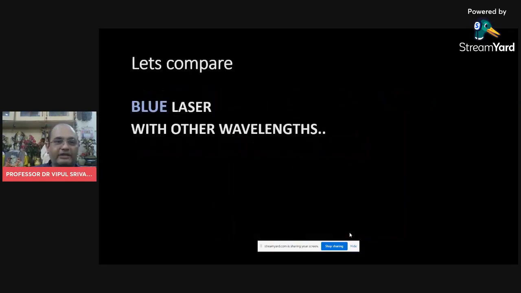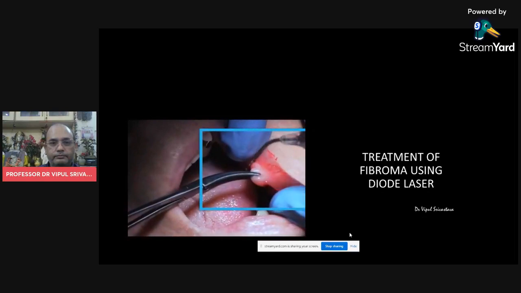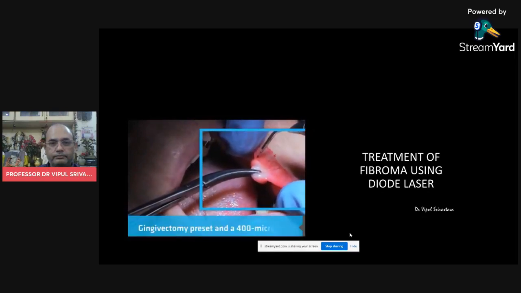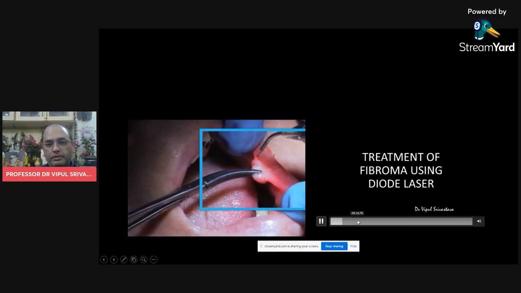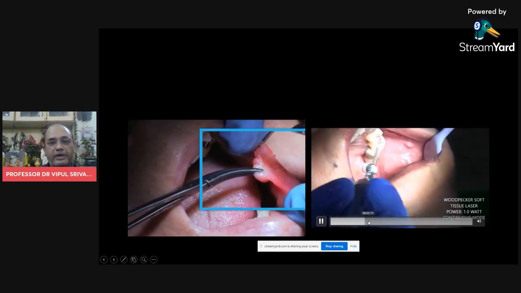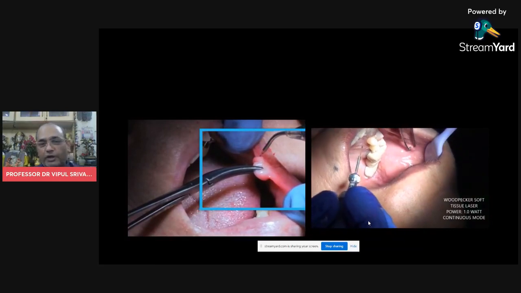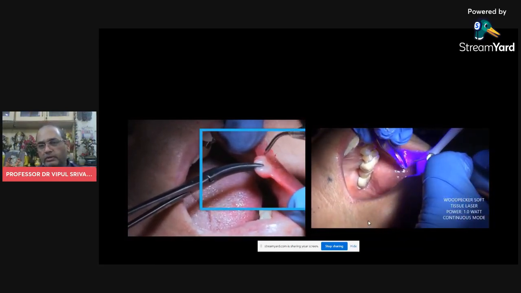Compare blue laser with other wavelengths. So let's compare the current phenomenon, the blue laser, with the other wavelengths. You will have the confidence to add this to your treatment options. To remove this fibroma, I'm using the gingivectomy preset and the 400 micron tip. Here, the wattage is 1 watt of average power. I have found that I rarely need to exceed 1.2 watts. Here I've compared blue laser with the traditional 940 nanometer wavelength. Use the least amount of power necessary to complete the procedure you are doing.